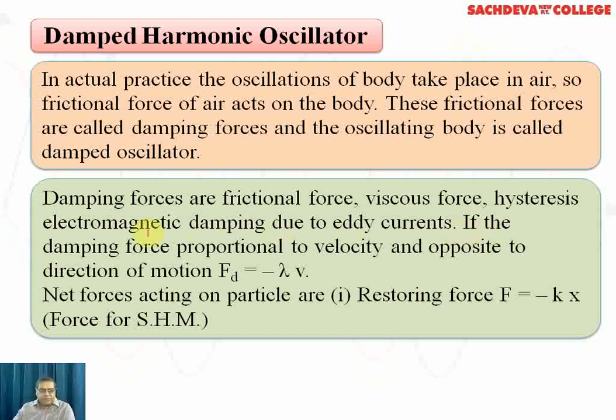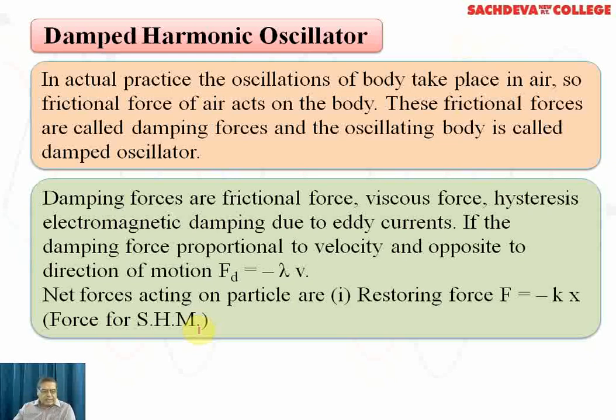If the damping force is proportional to the velocity and opposite to the direction of motion, then we write F_d, that is the damping force, equal to minus lambda v. The negative sign indicates the direction. The net force acting on the particle includes the restoring force F, which is equal to minus kx. But if we take the modulus, then the negative sign is not required, and F is equal to kx.